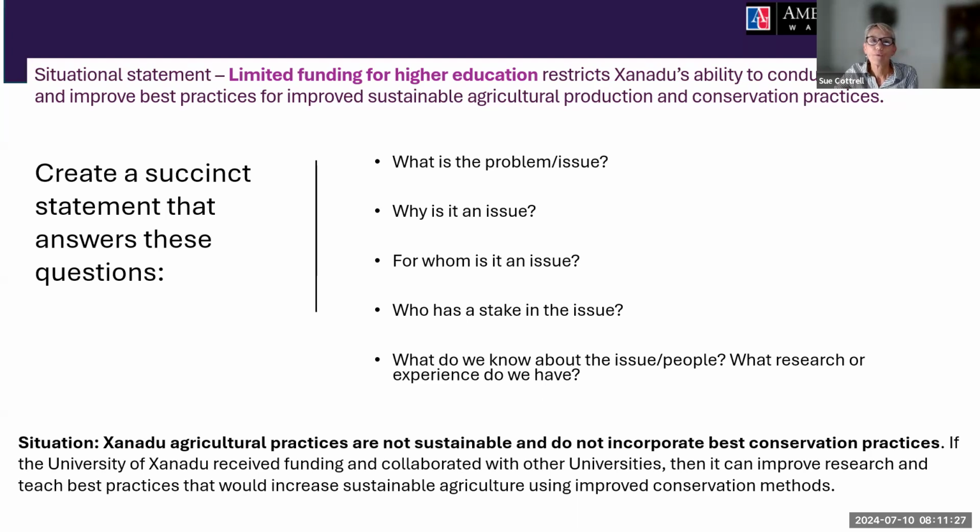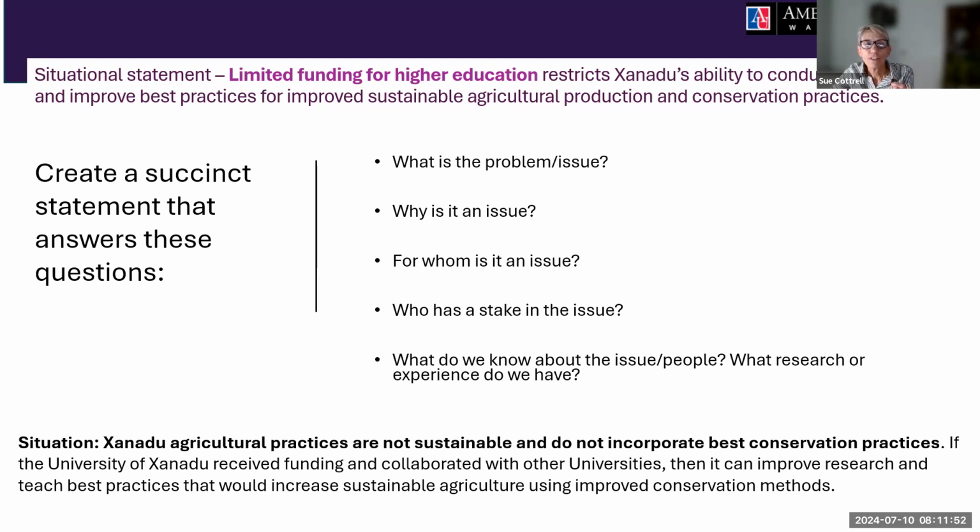these are the problems that were identified. Looking down at this situation, Xanadu agriculture practices are not sustainable, and they do not incorporate best conservation practices. That's the problem and issue for the country. The problem and issue for the foundation is that limited funding for higher education restricts Xanadu's ability to conduct this research.